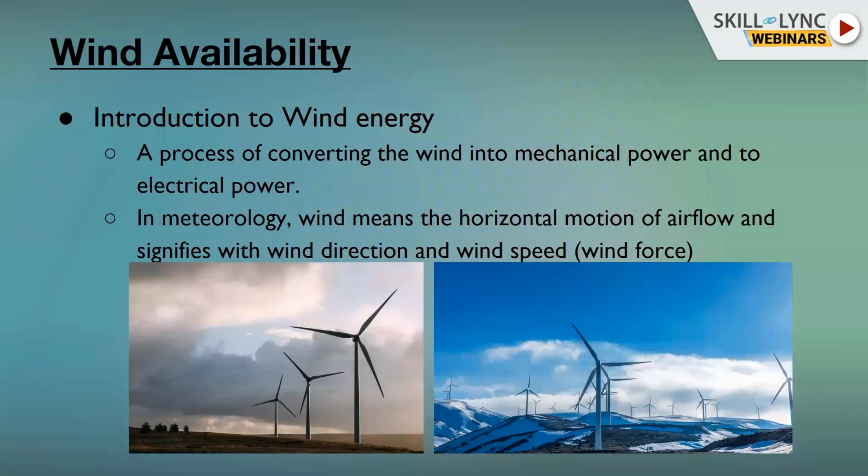It is nothing but converting mechanical power into electrical power. The kinetic energy available in the wind is converted into mechanical and electrical energy through the wind turbines, the windmill. And you can see here they are mentioning horizontal motion airflow, which signifies the wind direction and wind speed.